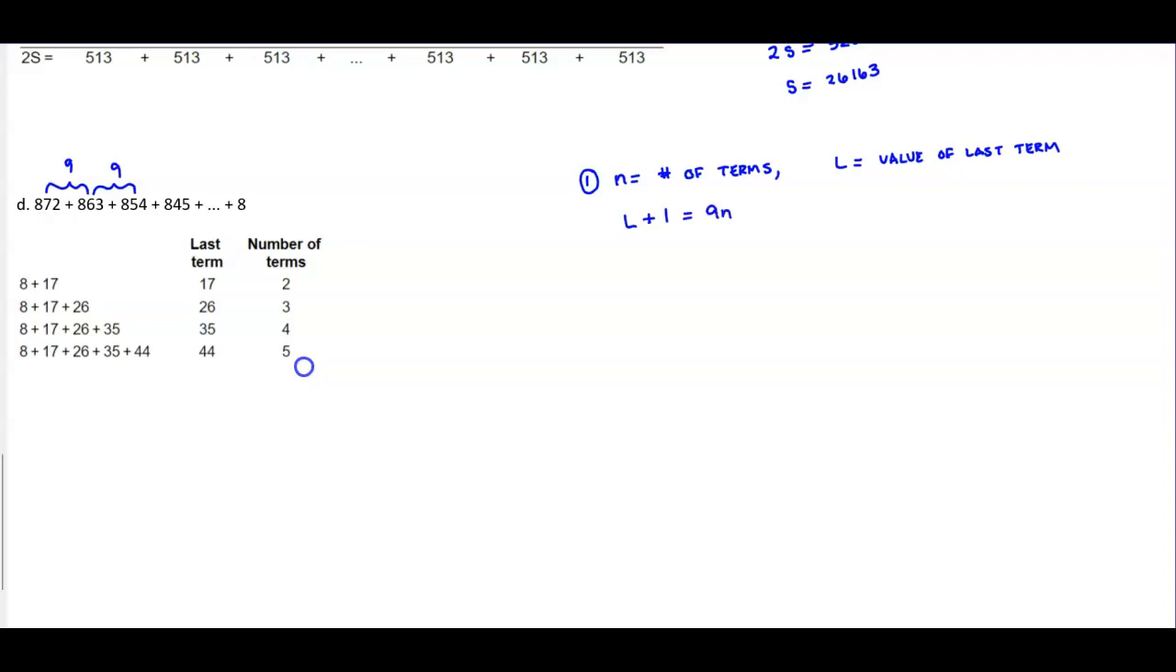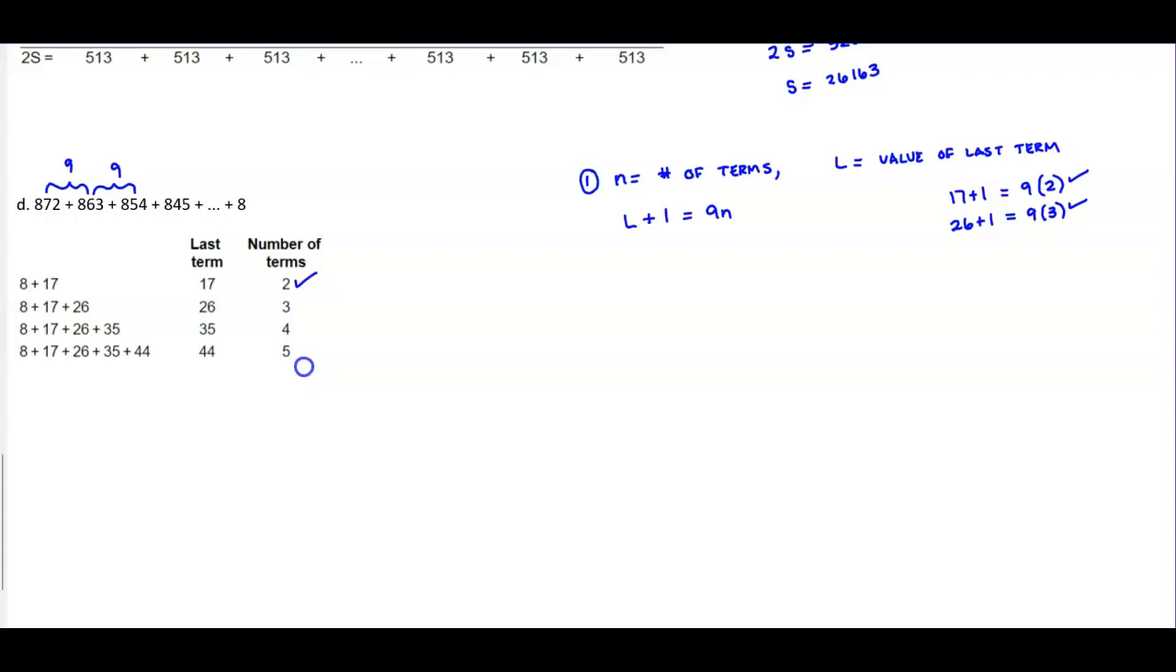So again, let's check. If we take a look at the first one, if we take 17 and add 1, that gives us 18. We're going to take 9 and multiply by the number of terms there were, and that's 18 as well, so that checks. Let's check the second one. If we take the last term of 26 and add 1, that gives us 27. If we take 9 and multiply it by 3, the number of terms, then that gives us 27, so therefore that works.